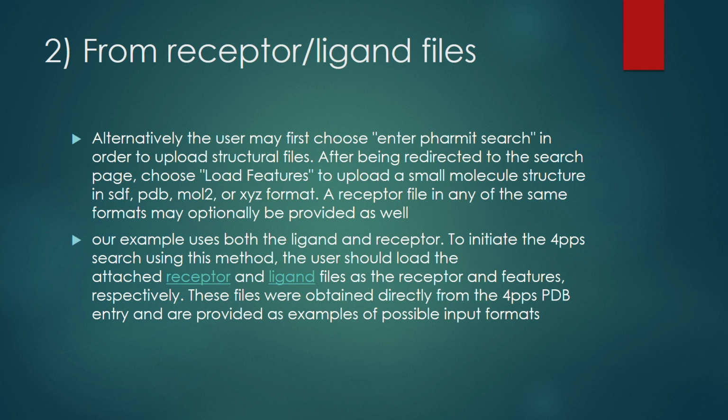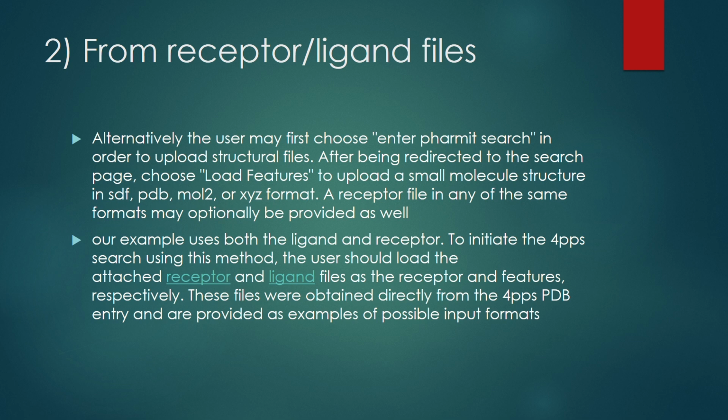The main page shows an option that is Enter Pharmit Search. When the user clicks on it, Pharmit will take them to another page where the user can upload their structure file by loading the receptor, in the XYZ format, SDF, PDB, MOL2 or whatever the user wants. Or, in the load features option, they can upload their ligand small molecule structure in the same formats: SDF, PDB, MOL2 or XYZ. Our example uses both ligand and receptor.